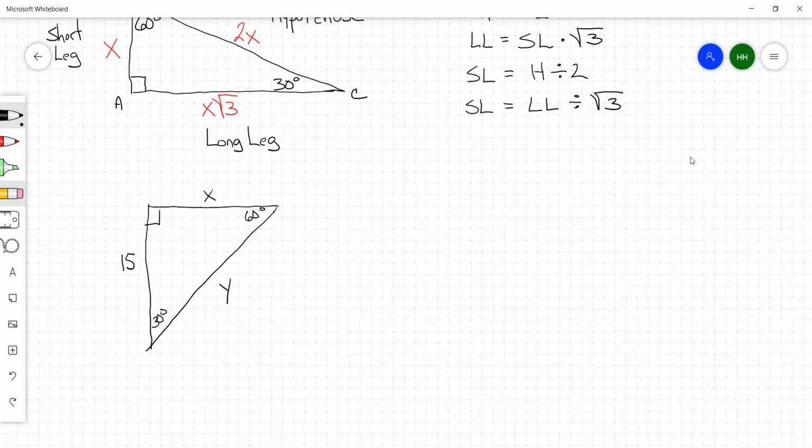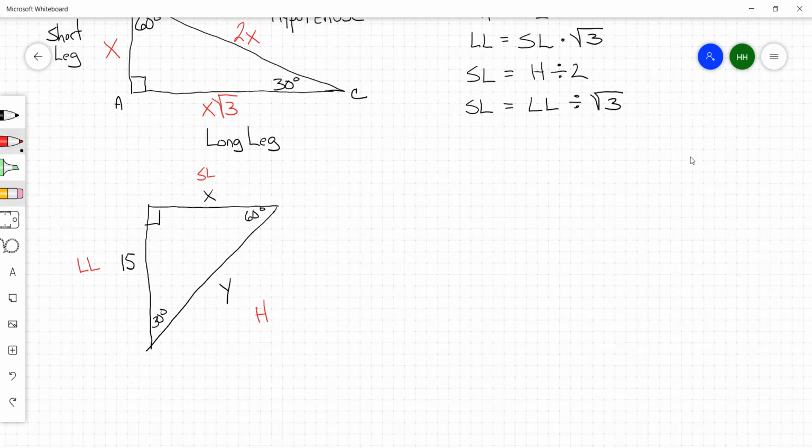Now, as you're starting to use these rules in the 30, 60, 90s especially, you see the 60, you go across from the 60, you see a 15, just maybe label it long leg. That makes this your short leg. You know that's your hypotenuse. You can label it if you want to. It's there. It's your H.